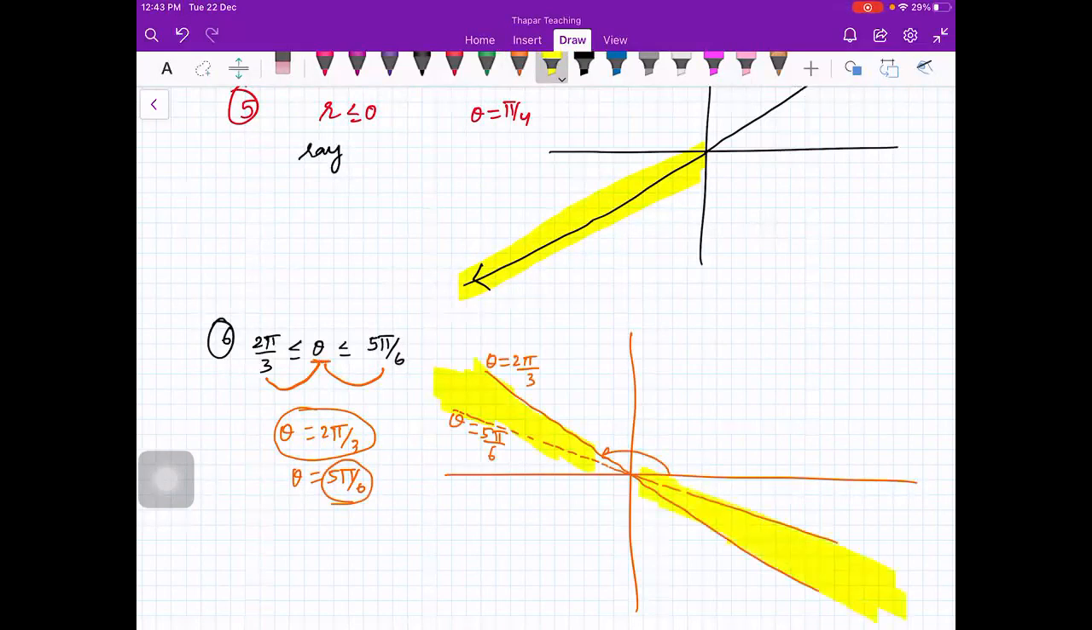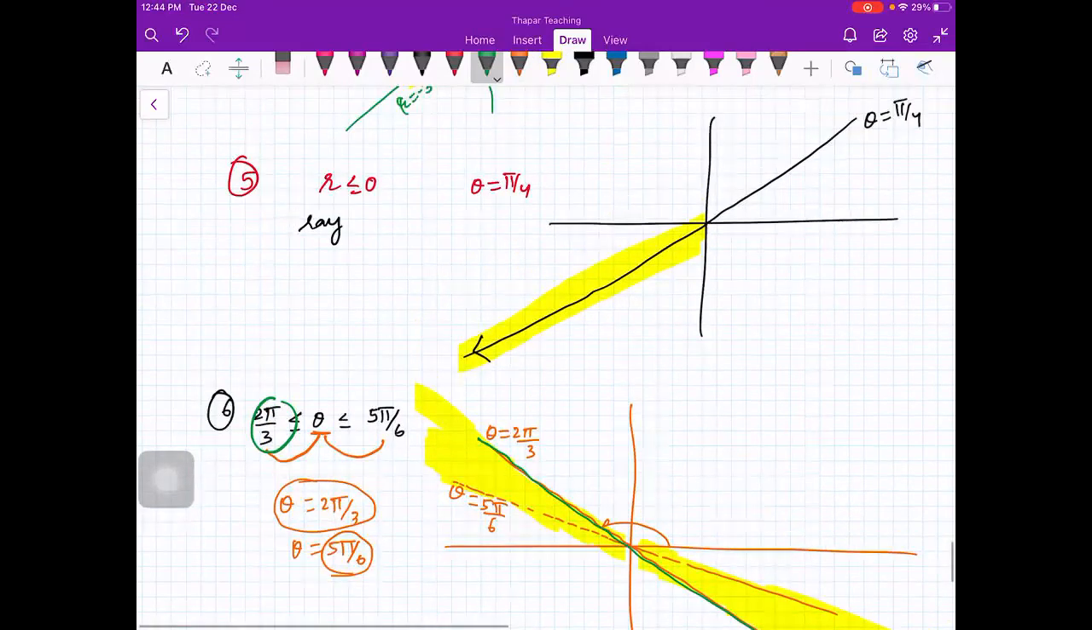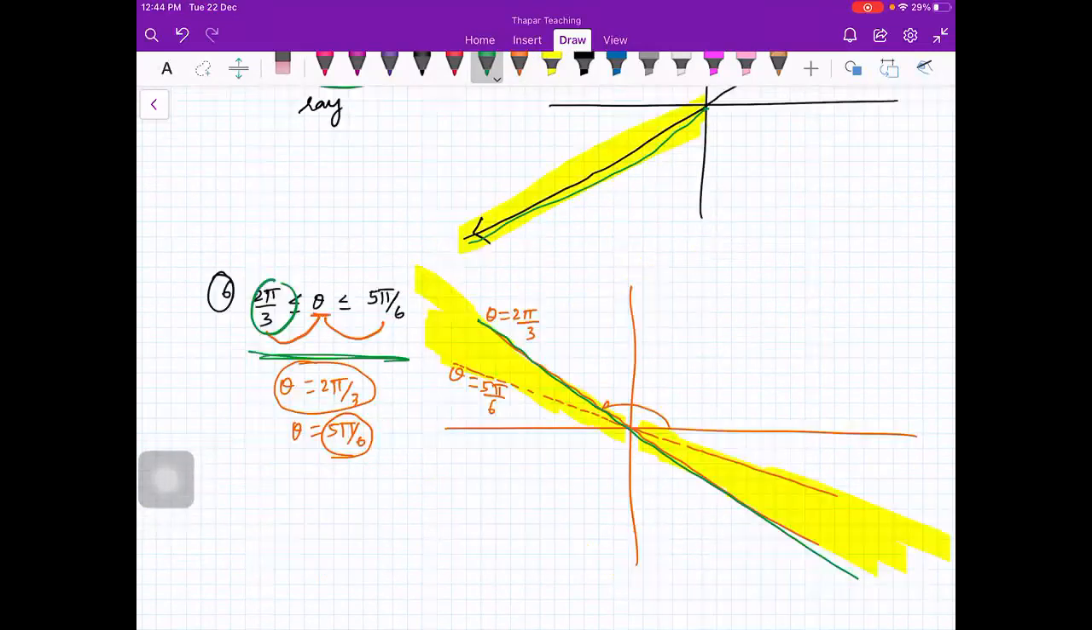Clear to everybody? Ma'am, will we also consider the negative region here? Yes, beta. I told you theta is equal to this line means everywhere. You see here, when we put a restriction on r, then we get one side. Here there is no restriction on r. Right? Yes, ma'am.